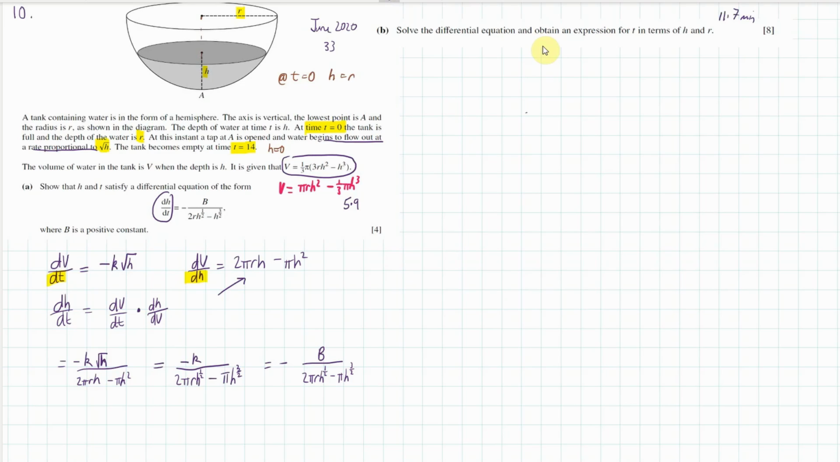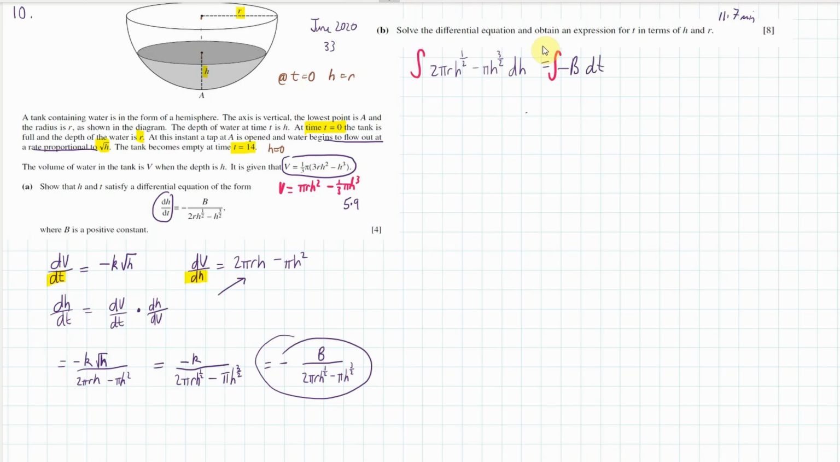Okay, well, I'm going to take this here, and I'm going to separate the variables. So I've got dh on this side, so I'll pull across the 2 pi r h to the 1/2 minus pi h to the 3 over 2 dh equals, and then I will pull across the dt over to this side, which has got my minus b on it, so it'll be minus b dt. And at that point, I would decide that I'm going to integrate both sides.